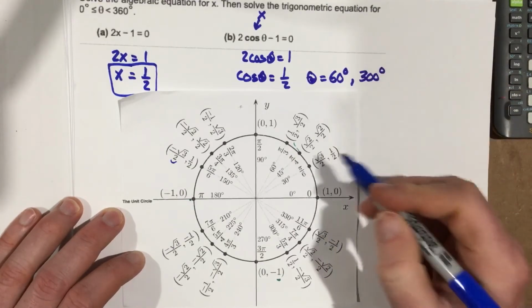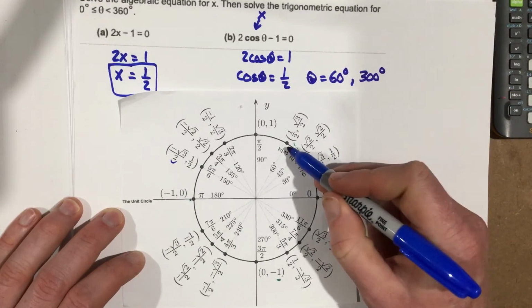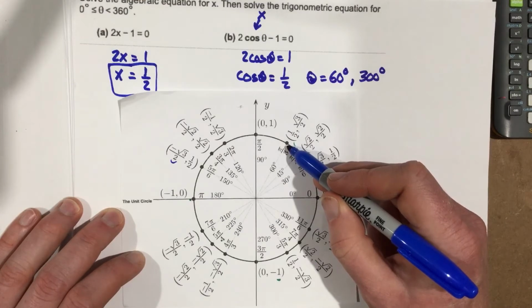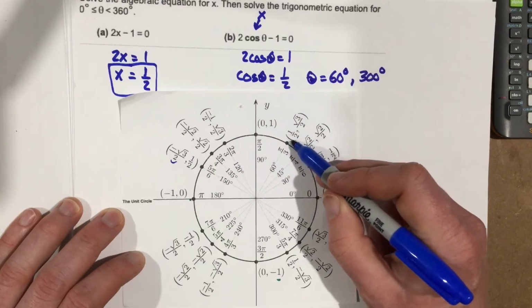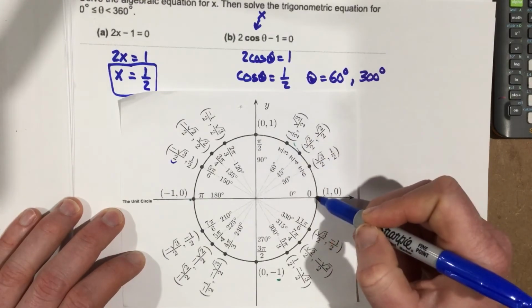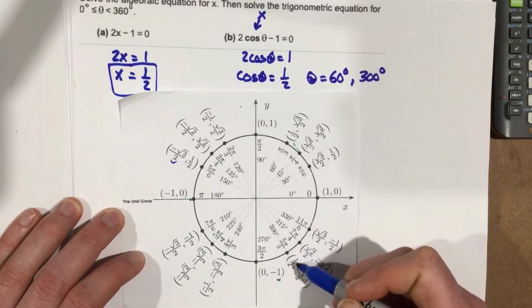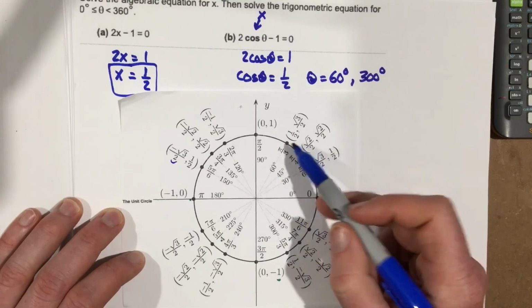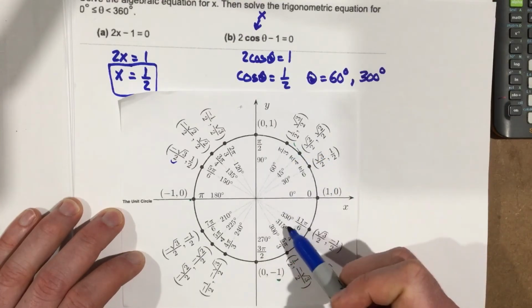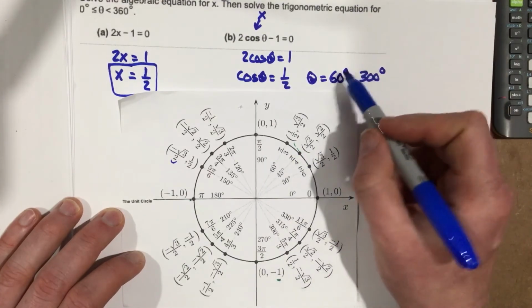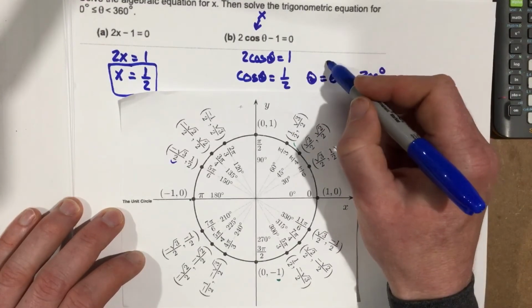Now this should actually make some sense to you. If I go 60 degrees this direction, I get cosine theta to be 1/2. If I go 60 degrees negatively, the other direction, I also get cosine to be 1/2 because we know cosine is positive in quadrants 1 and 4. And so our solutions are 60 degrees and 300 degrees.